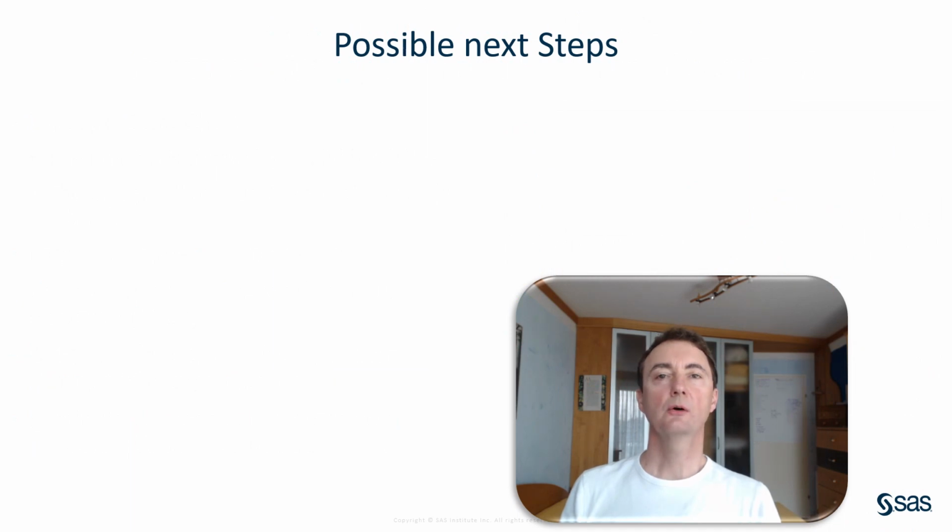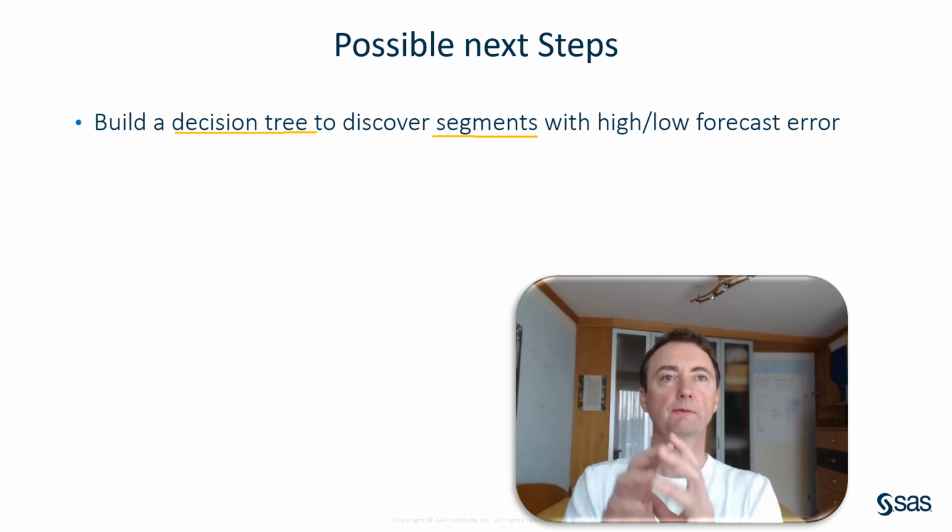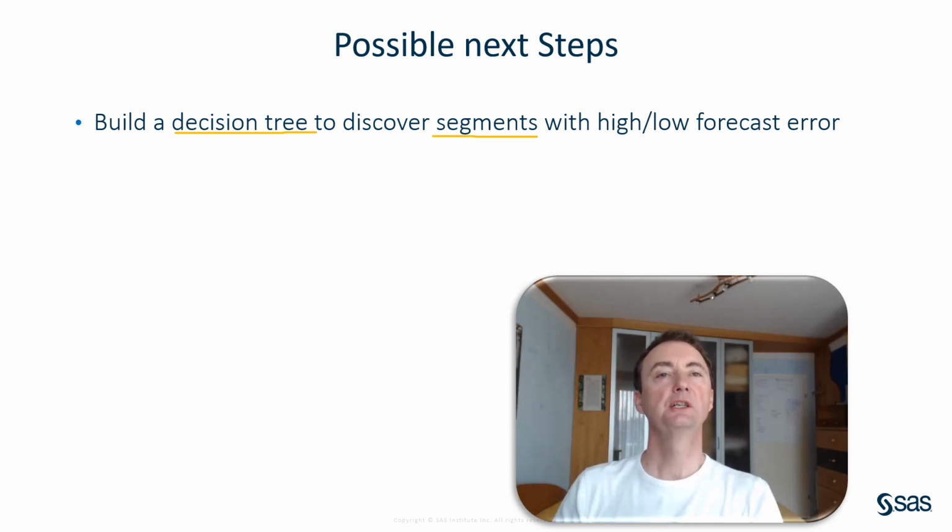You have seen now analysis where I used univariate and multivariate analysis to study the forecast error in more details. Possible next steps in the analysis is to create decision trees which allows better to discover segments of products with a higher and with a lower forecast error, which are easier to communicate to the business users.